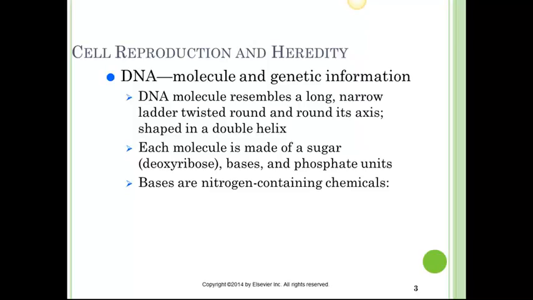DNA is a molecule with genetic information. DNA molecules resemble a long, narrow ladder twisted around and around its axis and is shaped like a double helix. Each molecule is made up of sugar, bases, and phosphate units. Bases are nitrogen-containing chemicals, and they are adenine, thymine, guanine, and cytosine. Each body has 46 chromosomes.